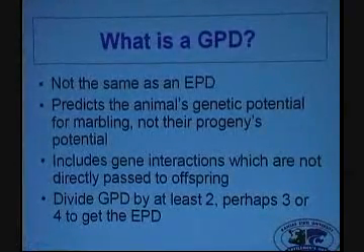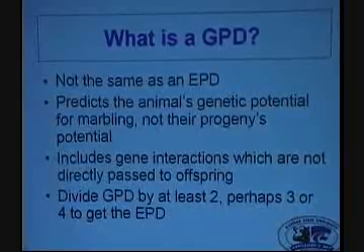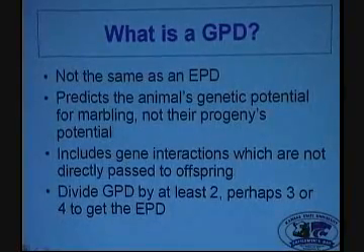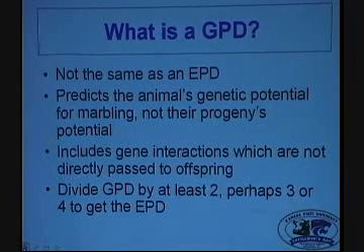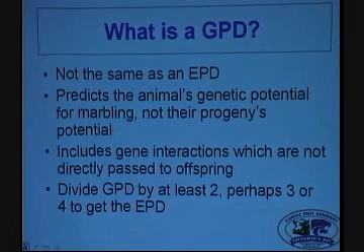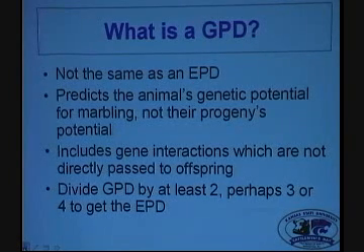Okay? So to get it to more like what you're used to with an EPD, the first thing you have to do is divide it by 2, because an animal passes on half their genetic merit. It also includes some interactions and other things that aren't passed on to offspring. And so if I look at those numbers, I'm going to at least divide by 2, maybe divide by 3 or 4 might be a better description of how much difference you would actually see as you compare those.